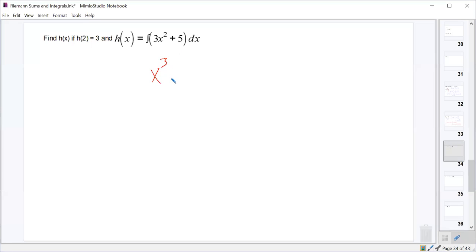It should be x cubed plus 5x plus a constant. And so that's what h of x is equal to. And what do we need to do? We need to find the constant. How do we find the constant?